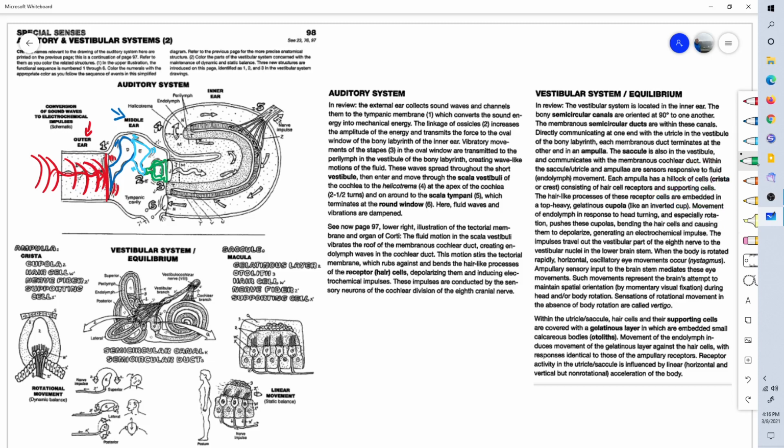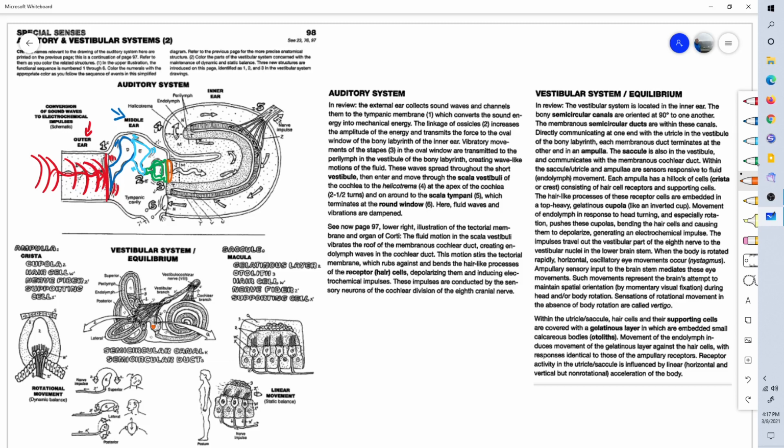Now the stapes transmits its vibration to the oval window of the vestibule of the cochlea, or more specifically, I should say, the vestibule of the bony labyrinth. The cochlea, it's part of the vestibular cochlear area. It's right here. So technically the vestibule is part of the entire system.